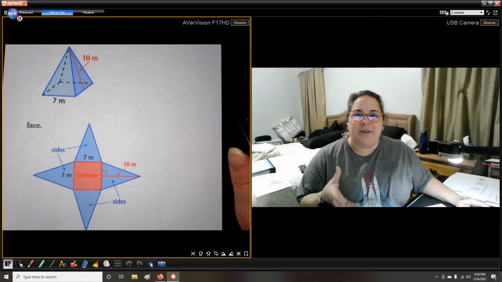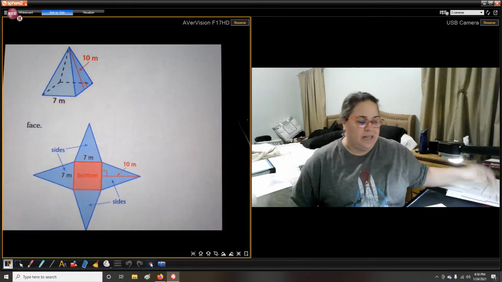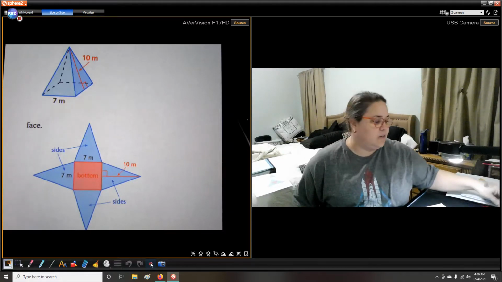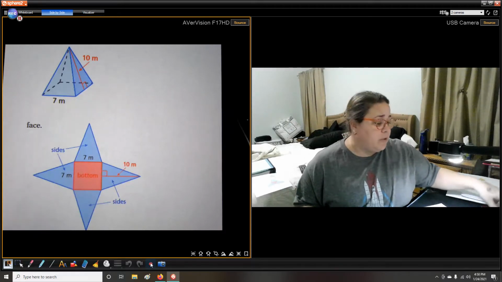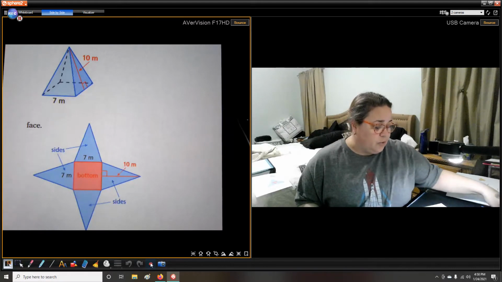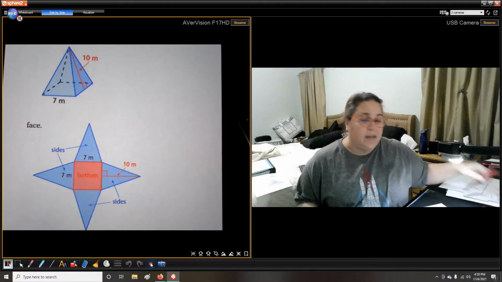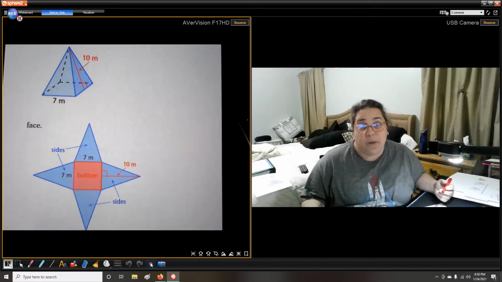Guys, so today we're learning about pyramids. And the first kind of pyramid that I want to show you today is called a square pyramid. And remember that prisms and pyramids are named after their bases. So this is called a square pyramid. So that means the base of the pyramid has to be a square.